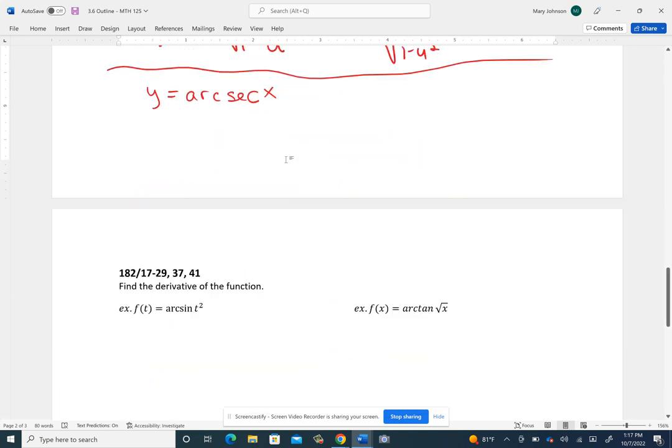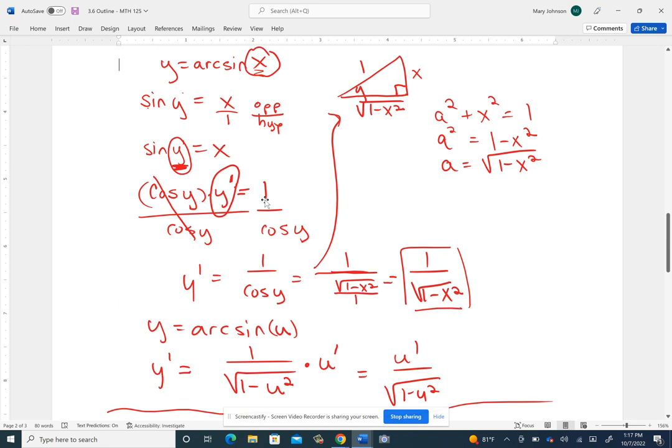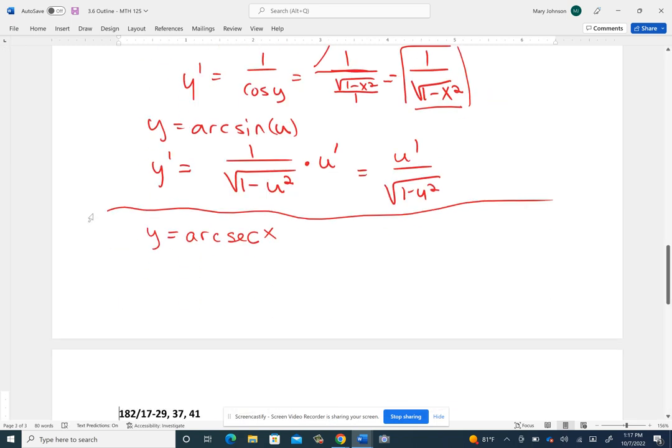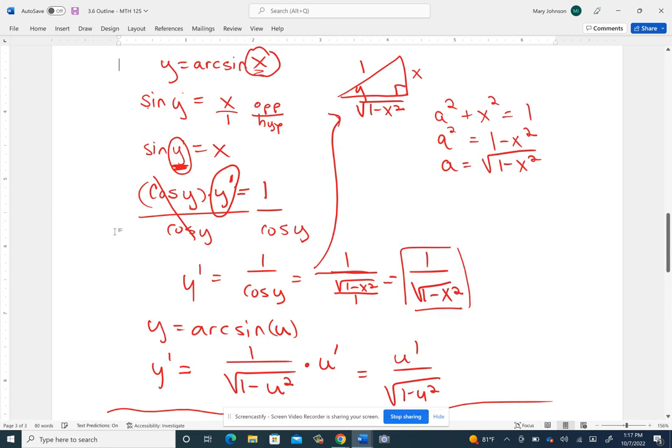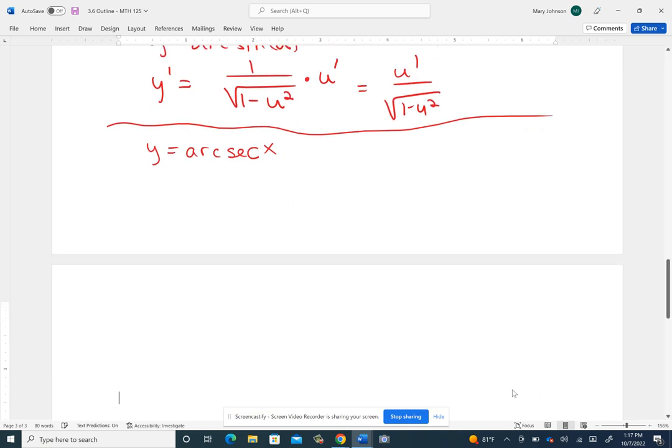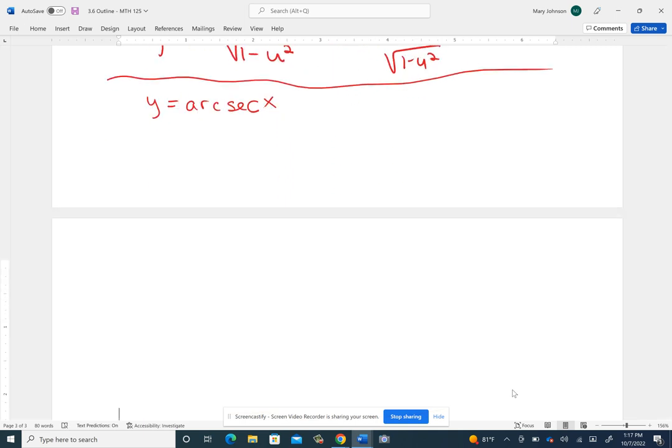So if I have y equals arc secant x, then it should be true that the secant of y would equal x. Okay.